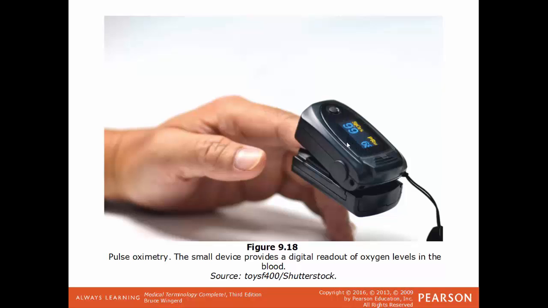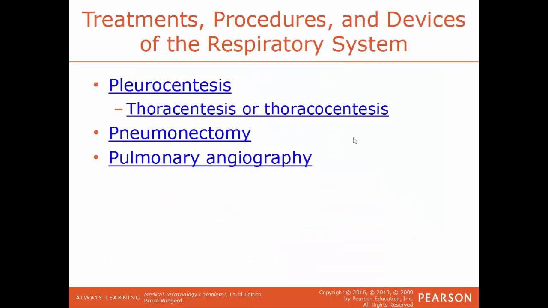So this would be a pulse oximeter, because it's measuring both of those variables. Pleurocentesis. This is the withdrawing of fluid from the pleural cavity, the pleural space, the space between the chest wall and then the lungs. It can also be called thoracocentesis or thoracentesis. All of those reference the same procedure, the withdrawing of fluid from that space.